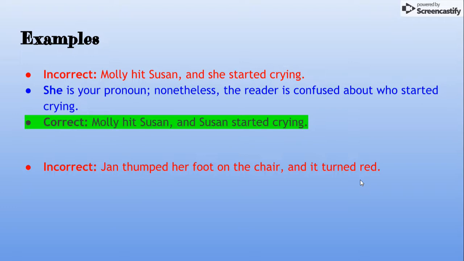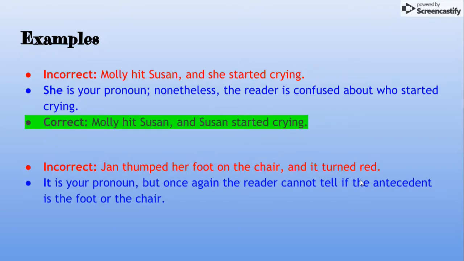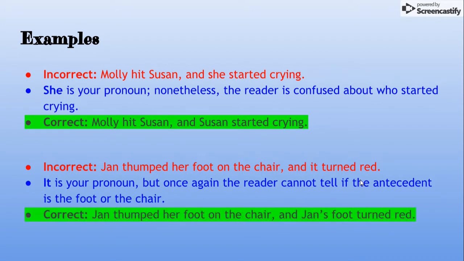Now, again, we can use our logic and our common sense to figure out the chair probably didn't turn red, but still, it's unclear, it's vague. So we want to make it clearer. So what we do is we can reorder the sentence a little bit and we can say, Jen thumped her foot on the chair and Jen's foot turned red. Or you could even say Jen thumped her foot on the chair and her foot turned red. But you've got to make sure we know what turned red. It isn't going to cut it.